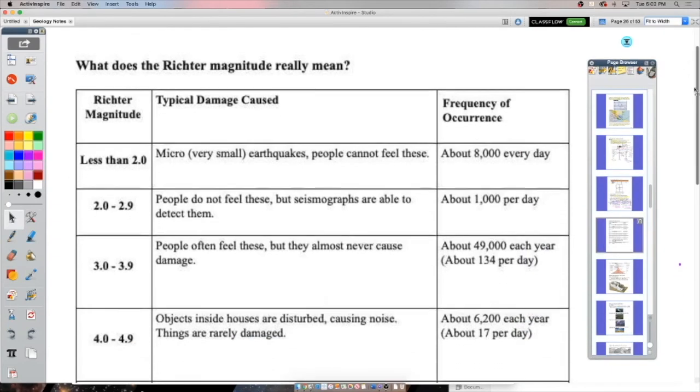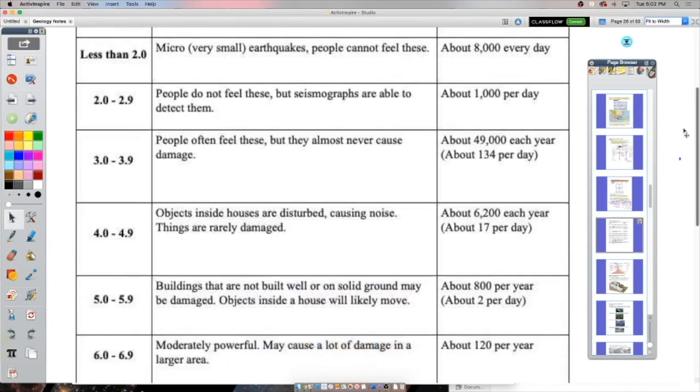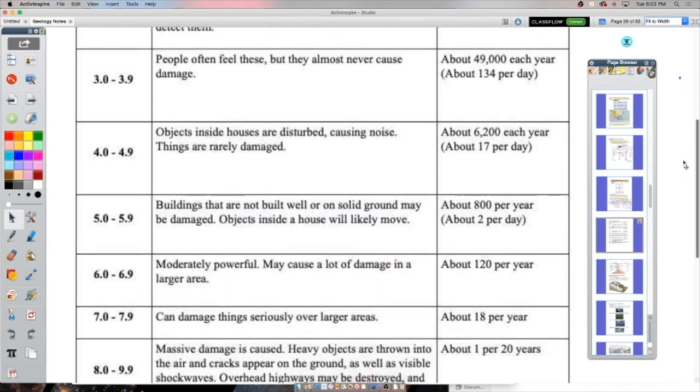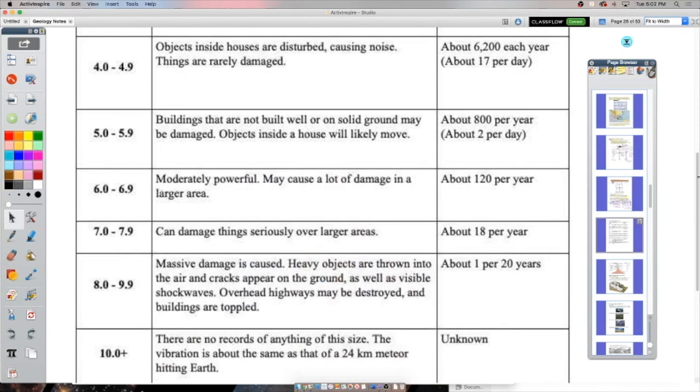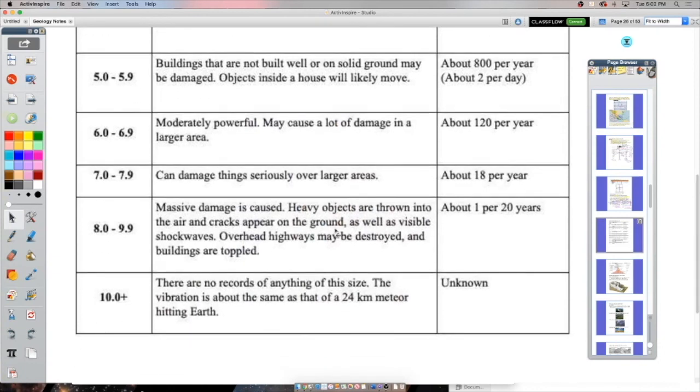So if you're kind of wondering what these numbers mean, you want to put some context to it, I'll let you just kind of read through this table. I don't think I'll bother going through and saying it because it's all right there for you to read anyway. Okay, but you can kind of get an idea. Less than 2.0, people aren't even really going to feel it. 8,000 of them happen every day, right? As we go up, it gets a lot worse at each step because, again, each one has 10 times bigger waves and releases 30 times more energy.